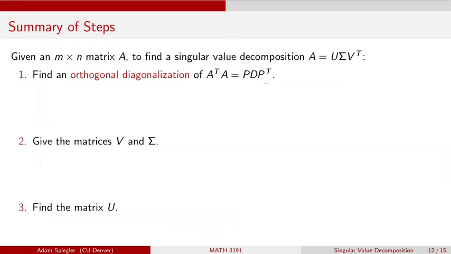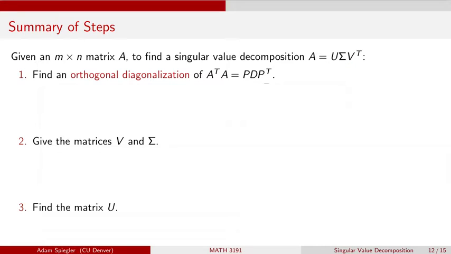So given an m by n matrix A, the singular value decomposition of A means that we can find orthogonal matrices U and V so that we can write A as orthogonal matrix U times some matrix sigma times the transpose of orthogonal matrix V.